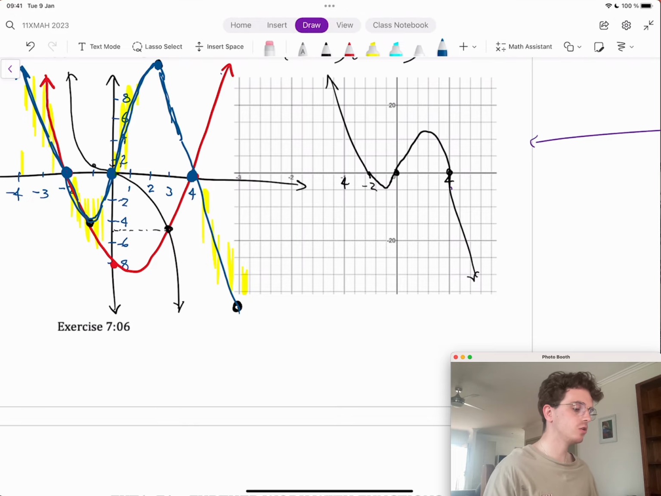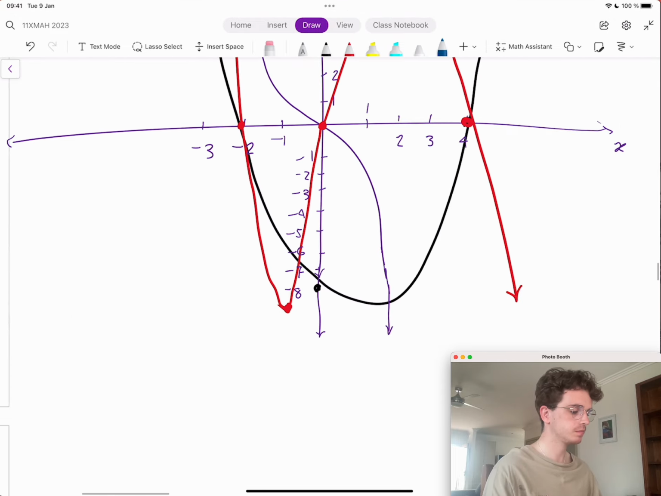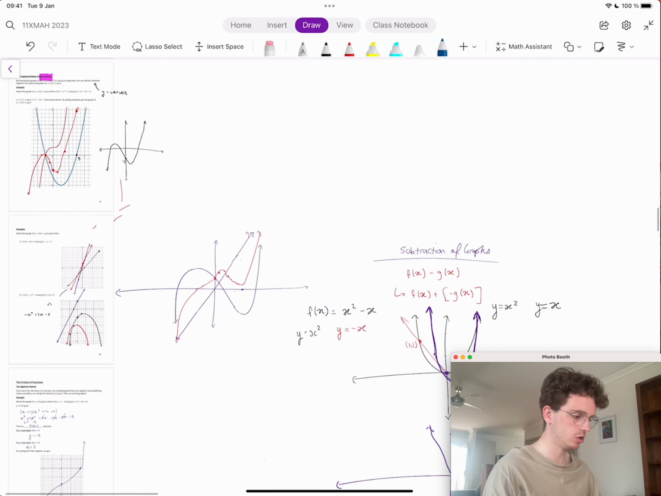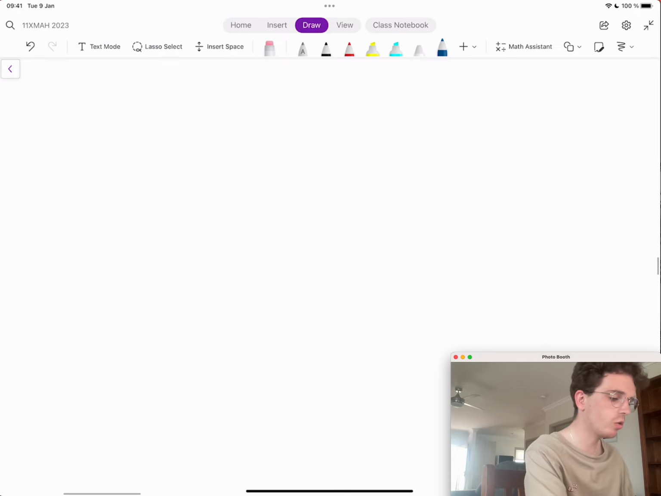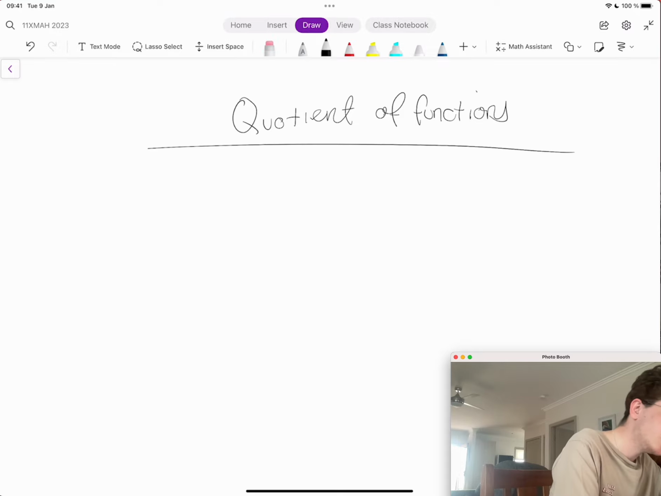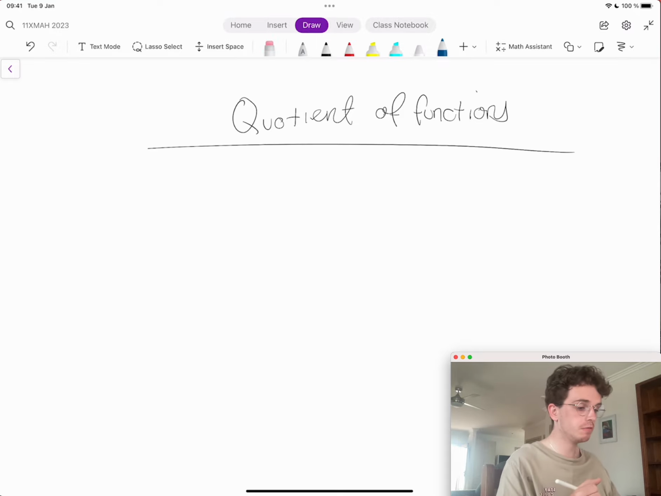Let's also talk quickly about the quotient of functions. So I think I wrote that down somewhere. Nope. Okay, so the quotient of functions. When we talked about the subtraction of functions, I know this technically is not in the syllabus, but when we talked about the subtraction of functions, we instead looked at it as the addition of the negative. So same idea with the quotient.